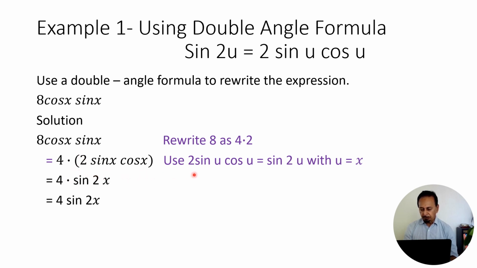Now use this: 2 sine u cosine u equals sine 2u, with u equal to x. So you can rewrite this as sine 2x. We have 4 times sine 2x. So that's the answer, 4 times sine 2x.